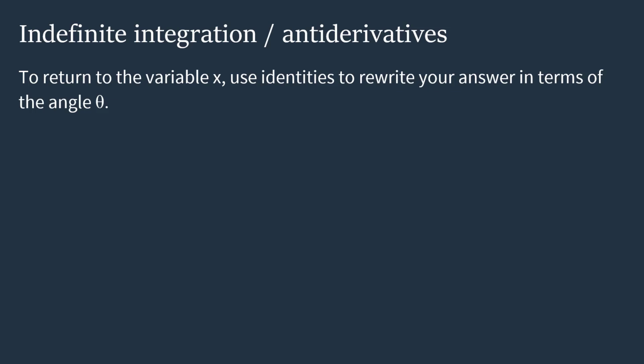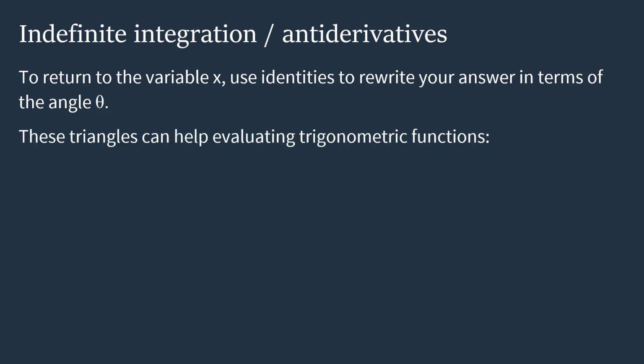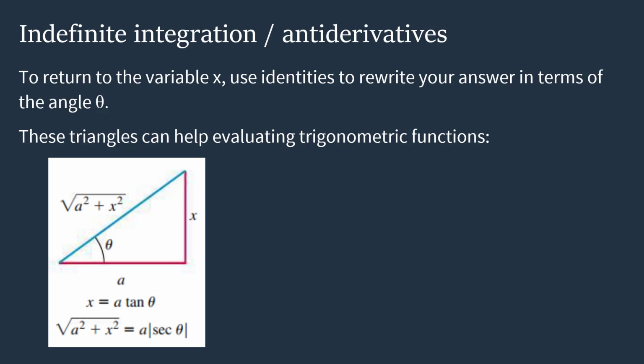In the case of indefinite integration and/or antiderivatives, in order to return to the variable x, you're going to use identities to rewrite your answer in terms of the angle theta first. Then once you have that result, you can use these reference triangles to help evaluate the trigonometric functions you see in your answer. In the case of using x equals a times tangent, if you draw this picture, notice the highlighted red legs. So from theta's perspective, the opposite side is x, the adjacent side is a, so the tangent of theta is x over a.